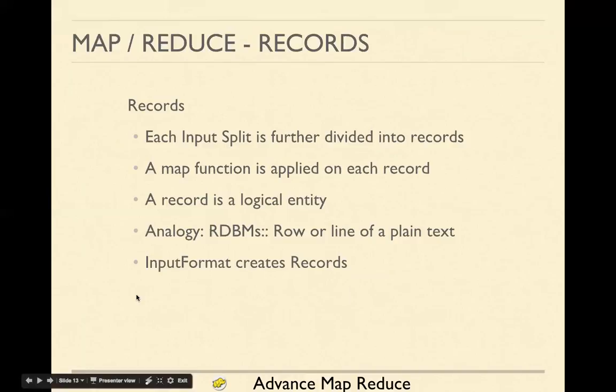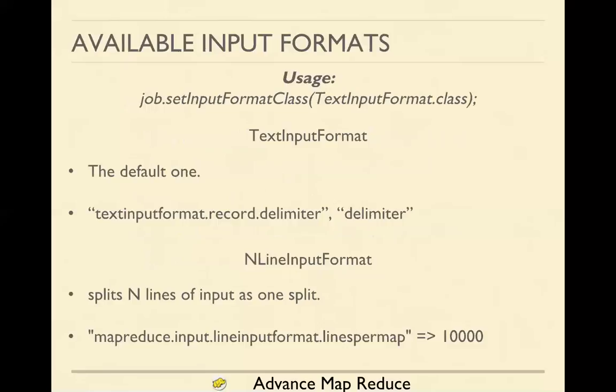All right. So input split is nothing but a bunch of records that get created by the input format from the raw block. A map function is applied on each record. A record is a very logical entity, analogous to a row or a line in plain text. The input format creates records. There are many available input formats.